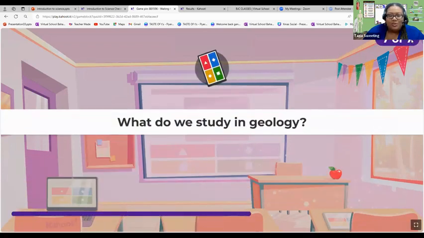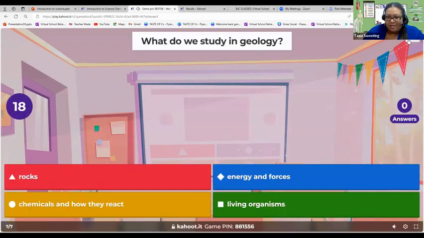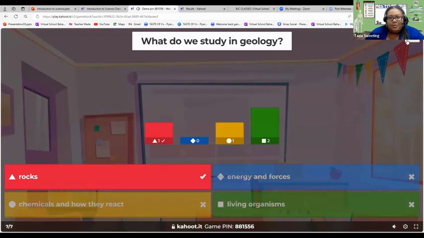Number 7, what do we study in geology? All right. Ooh, only 1 person got this one. Geology is the study of rocks. It is the study of rocks, all right?